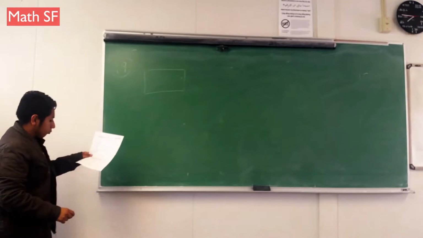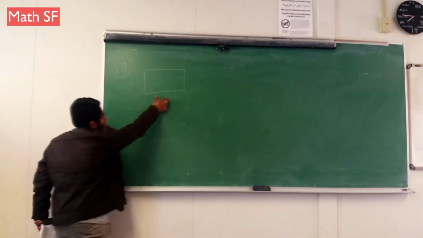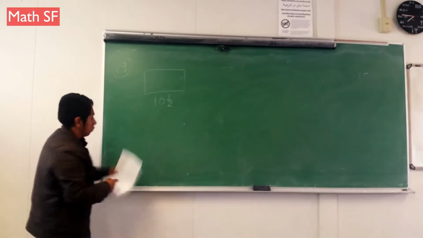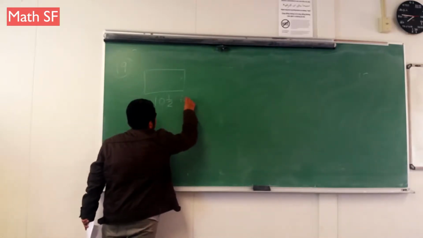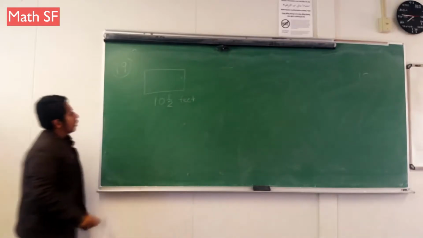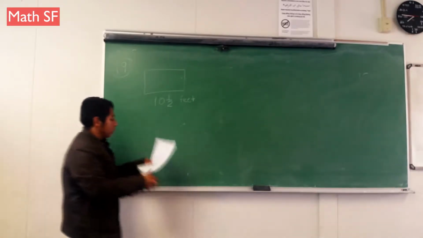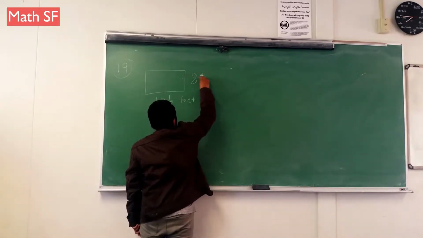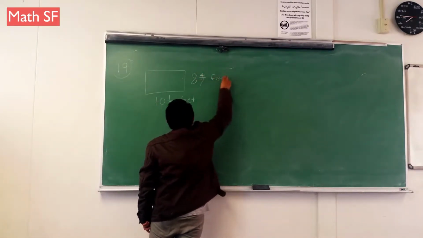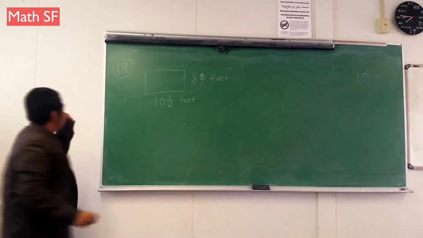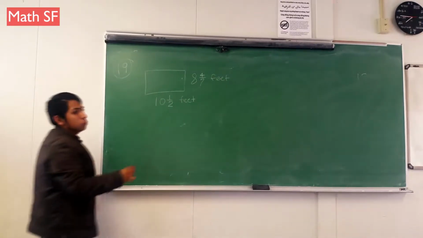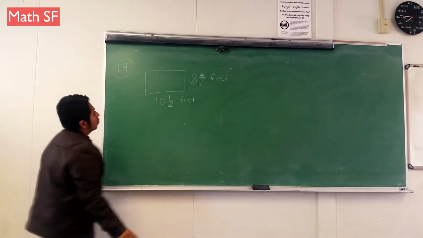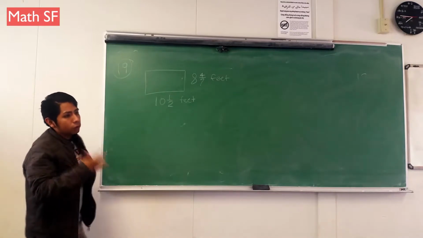Now, they say that this part here is 10 1/2 feet. Yes, 10.5 feet long. And the width is 8 4/7 feet long. They're asking you to find the area. So the space between this. They're asking you to find this part here. What is in between here. So how do we find the area of a rectangle?